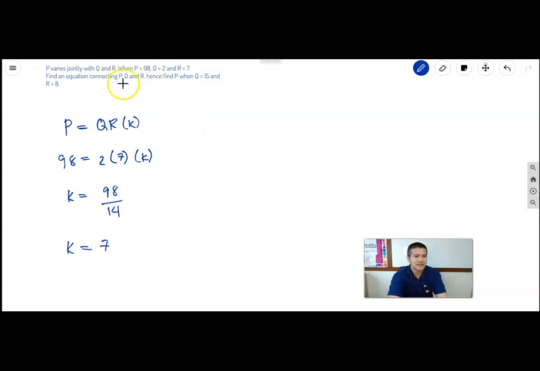Next, find P now. So we are looking for P equals 15 for Q times 8 for R times 7 for the K. So therefore you will have 15 times 8 times 7. And therefore you will get the value of P equal to 840. So again, if it is joint, you are just going to combine all the variables in the equation.